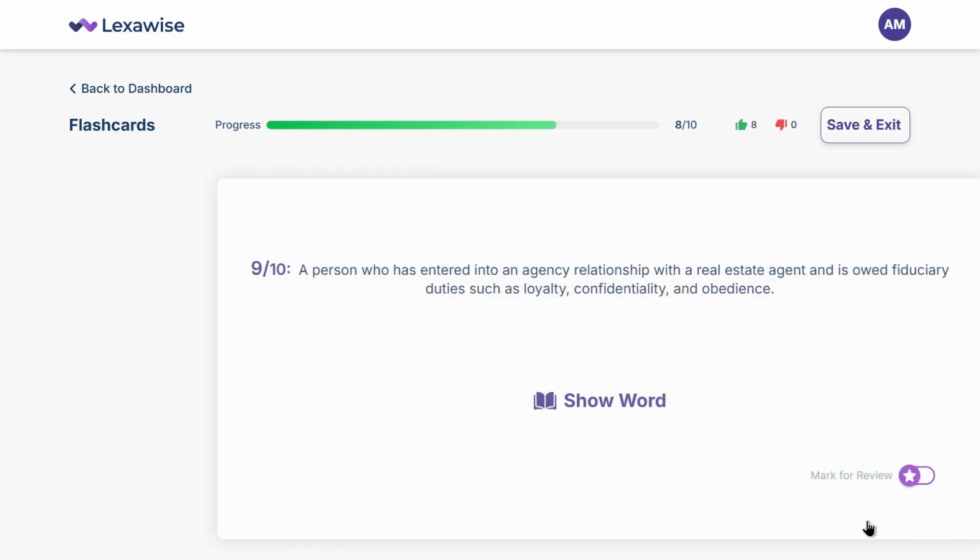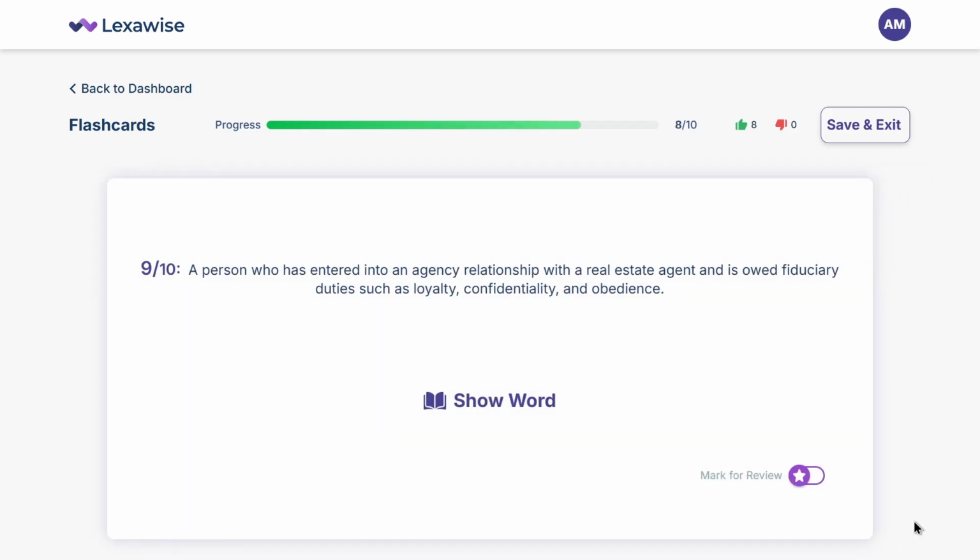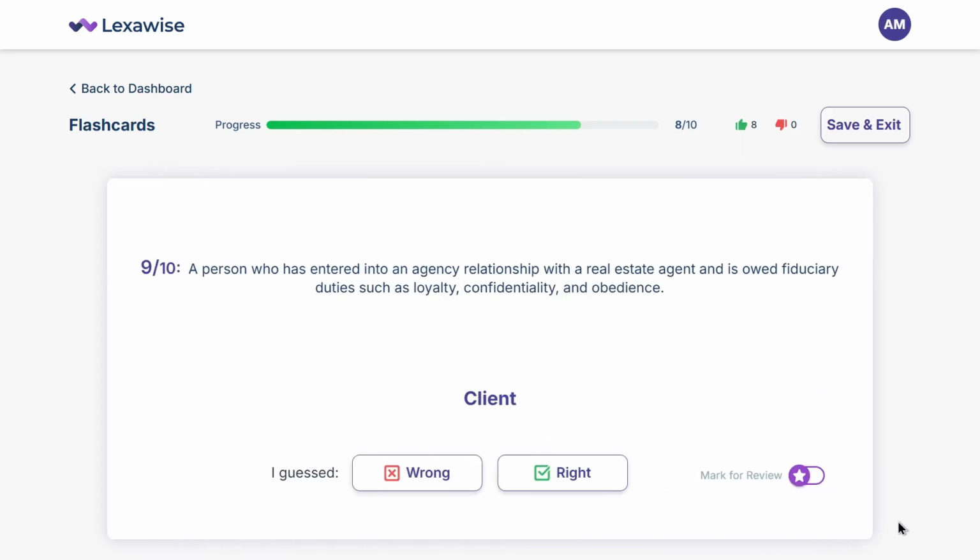Next flashcard. A person who has entered into an agency relationship with a real estate agent and is owed fiduciary duties such as loyalty, confidentiality, and obedience. All right? Think about this. Got it? Client. A client is someone who has entered into an agency relationship with a real estate professional. This relationship comes with a fiduciary duty, meaning the agent must act in the client's best interest. Understanding this difference between clients and customers is essential for the exam.